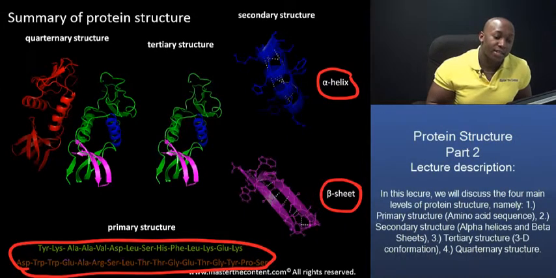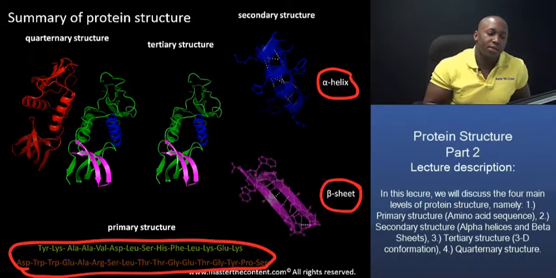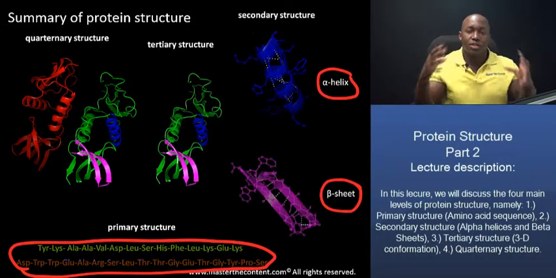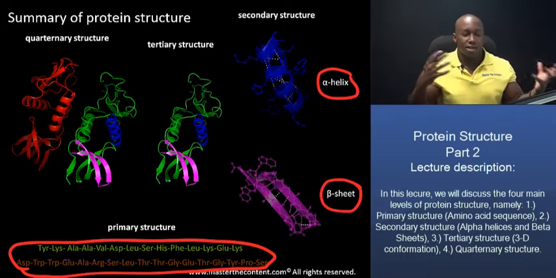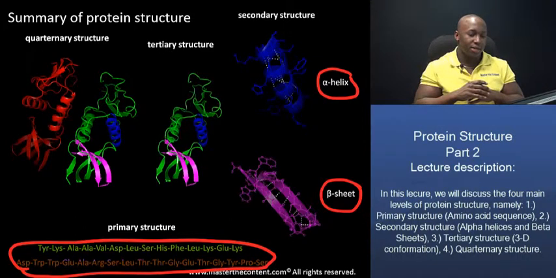Now, at the tertiary level of organization, which we're talking about being the three-dimensional conformation, we have quite a different number of forces coming together to contribute to the overall shape or geometry of a protein structure. So we have hydrogen bonds, we have ionic bonds, we have disulfide bridges or disulfide bonds. We also have hydrophobic and hydrophilic interactions contributing to that level of structure.